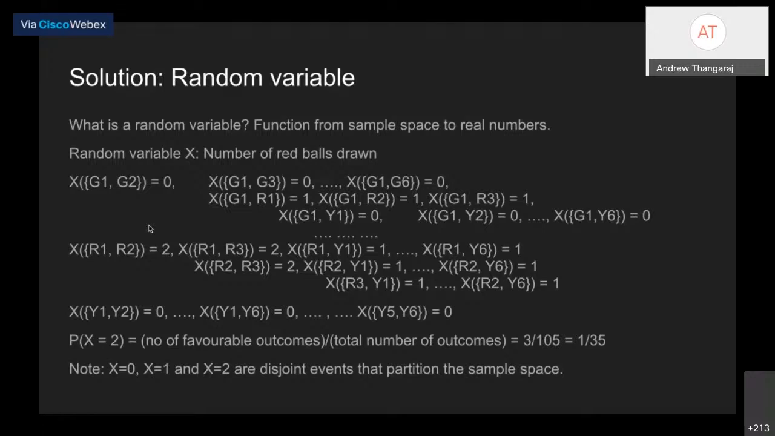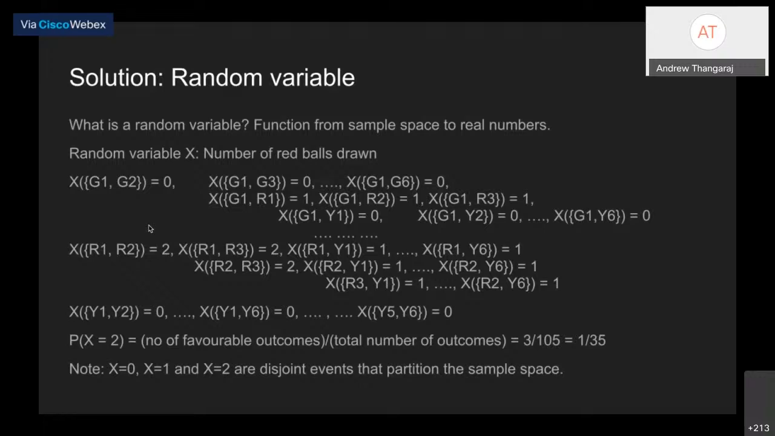If you notice, x equal to 0 corresponds to one event, no red balls. x equal to 1 corresponds to exactly one red ball. And x equal to 2 corresponds to two red balls. These three events are disjoint in the sample space, and they also partition it. Together they include the entire sample space. So this is an important notion. Anytime you have a random variable that takes different values, the events defined by the random variable equal to 0, equal to 1, equal to 2, etc. are all disjoint events. Remember that. This will help you a lot in doing calculations.